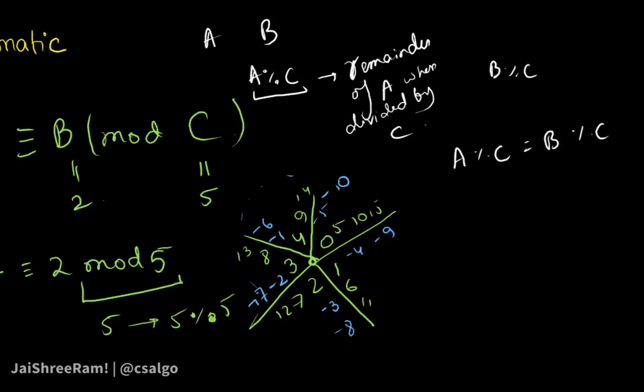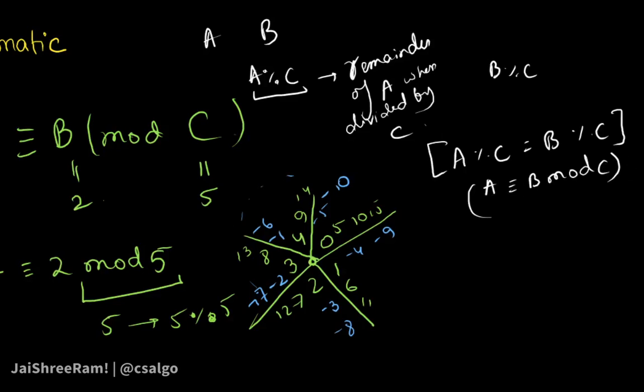So this notation over here that we talked about, A congruent to B mod C, is another way of saying that A when divided by C, whatever the remainder we get is same as B when divided by C, it renders the same remainder. So this is what this notation talks about. A is congruent to B mod C, so A and B render the same remainder when divided by C. That's what this is saying.